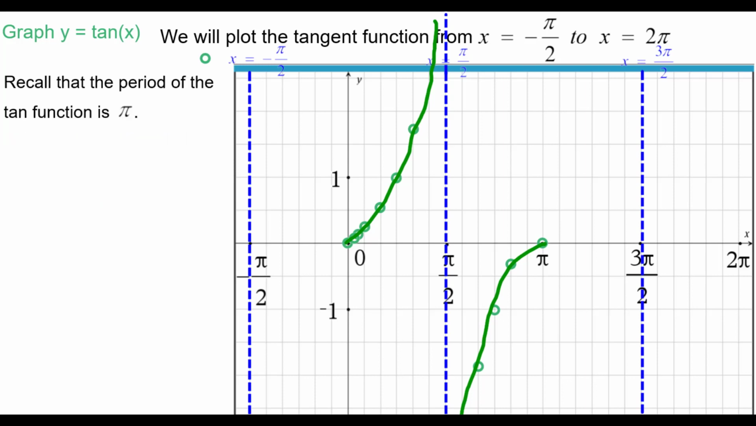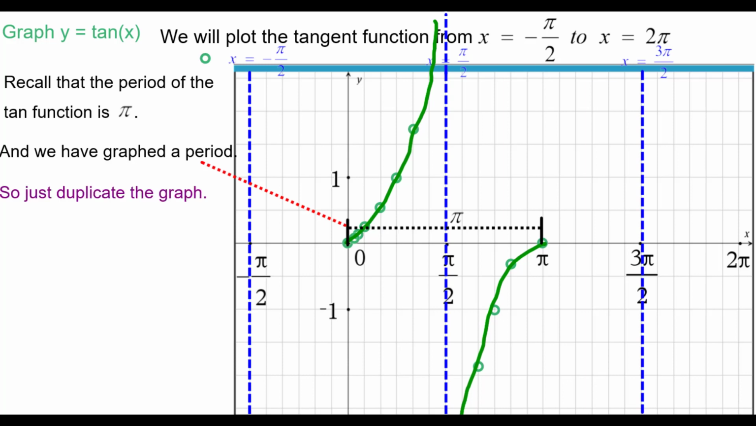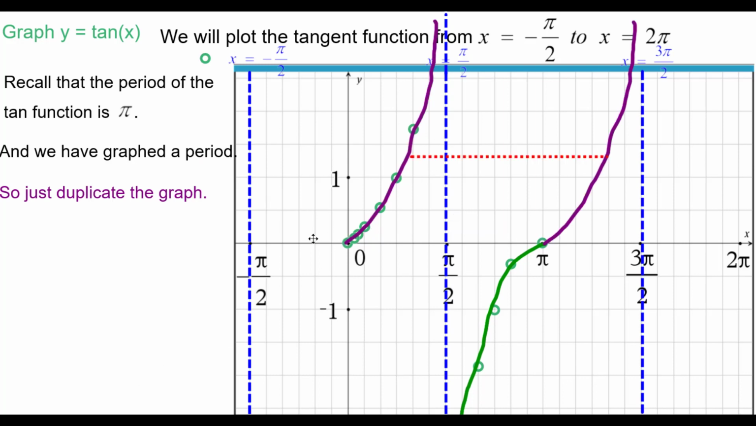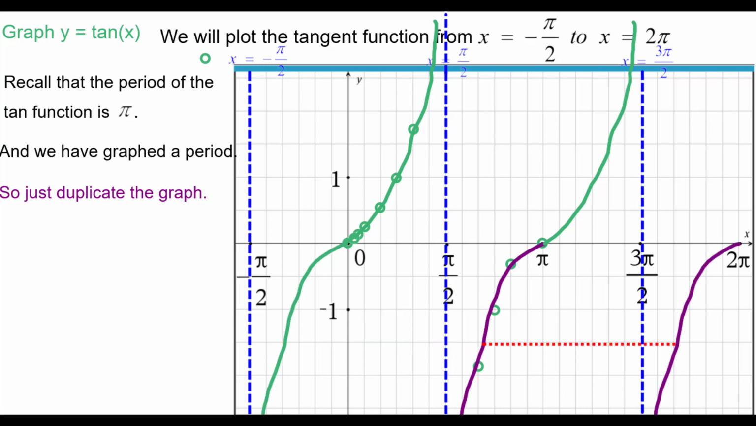Recall that the period of the tangent function is pi, and we've graphed a period, because from 0 to pi is a width of pi. So we've already graphed it. We just need to now duplicate the graph. So I've taken this that's in the first quadrant, and I'm duplicating it now in the third quadrant. And this in the second quadrant will now go back to the fourth quadrant in the negative direction. But I'll also take this second quadrant and go to the fourth quadrant in the positive direction and duplicate that.